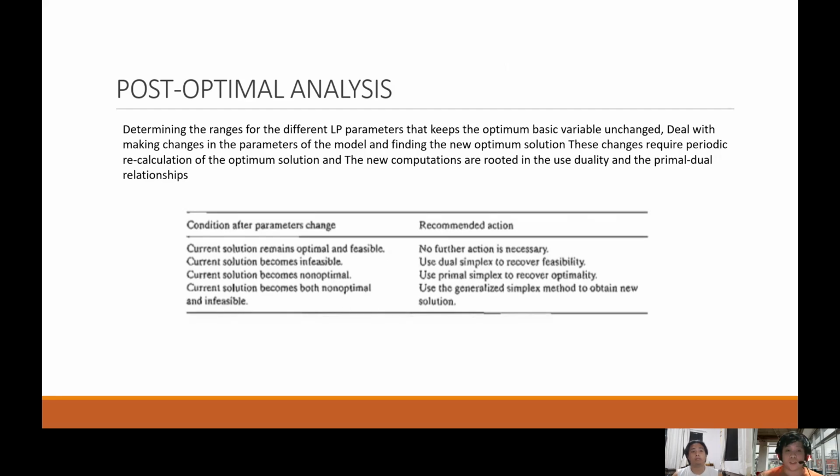So post-optimal analysis determines the ranges of the different LP parameters that keep the optimum basic variables unchanged, and deals with making changes in the parameters of the model and finding the new optimum solution. These changes require recalculation, and the computation of the new optimum solution is rooted in the use of duality and primal-dual relationships. The following table lists the cases that can arise in post-optimal analysis needed to obtain the new solution, assuming one exists.